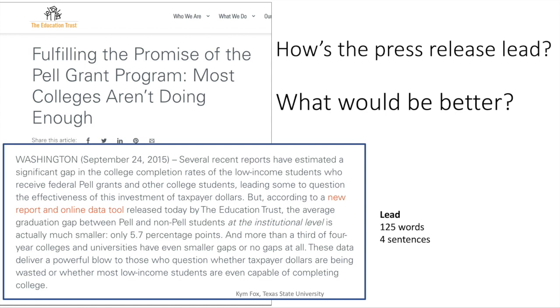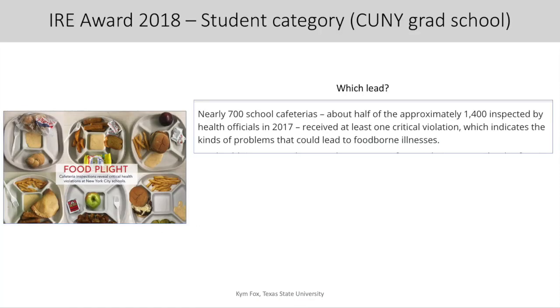I would say that you could cut right to this last little bit here and make a much more compelling story. But that's why we're going to write shorter leads, right? So let's take a look at another award-winning story. This was the student category. It was, albeit, done by a grad school, the City University of New York grad school. And it's about cafeteria inspections in New York City public schools and the violations that they encountered.